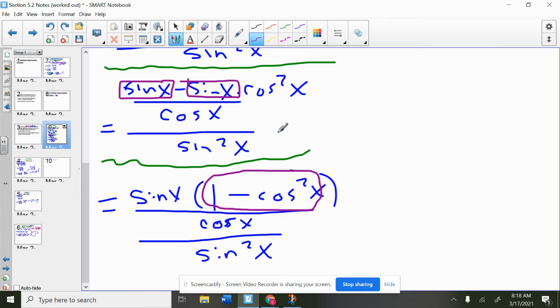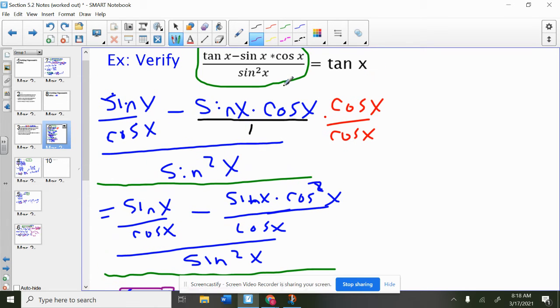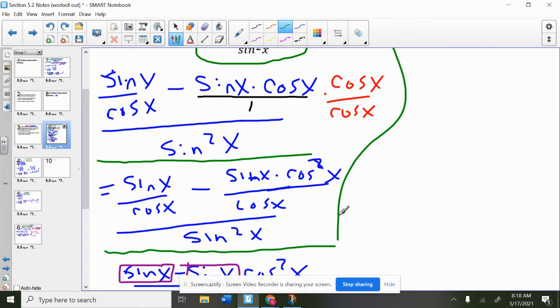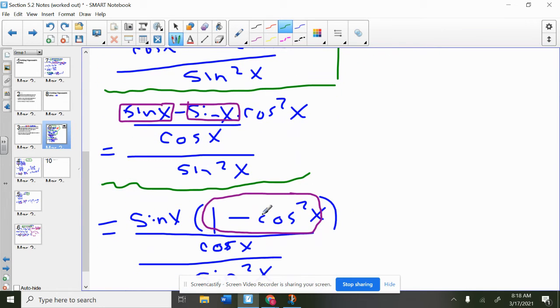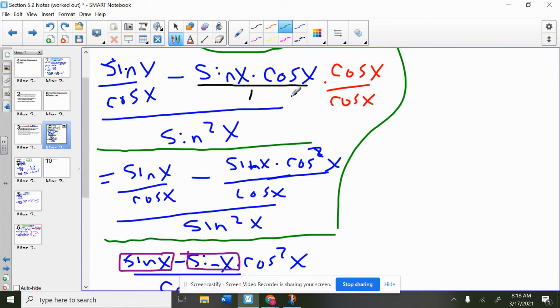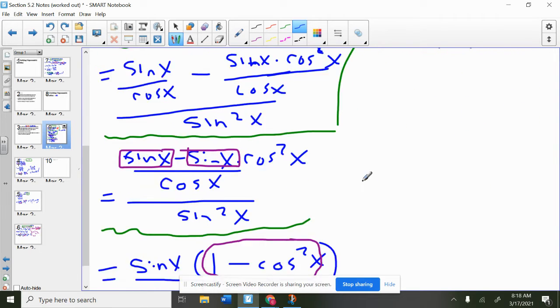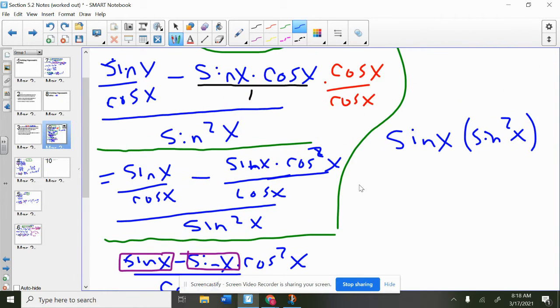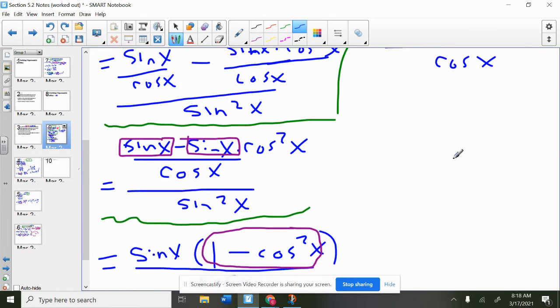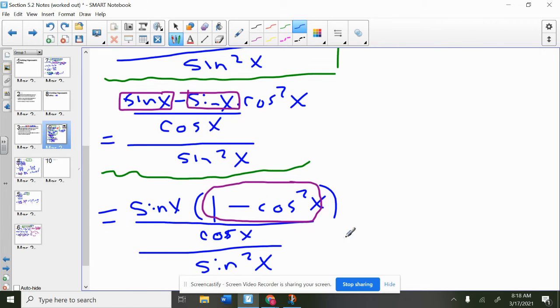Well, if you're looking at your identities, which I think is always a good idea, gotta make a little bit more room here. If you're looking at your identities, in this case, hopefully you recognize the fact that 1 minus cosine squared is really sine squared. So I would have sine up top, and we know that that's really sine squared, as we've talked about. That's one of those where we took the Pythagorean identity and solved a little bit. That's divided by cosine. And then that whole thing is divided by sine squared.